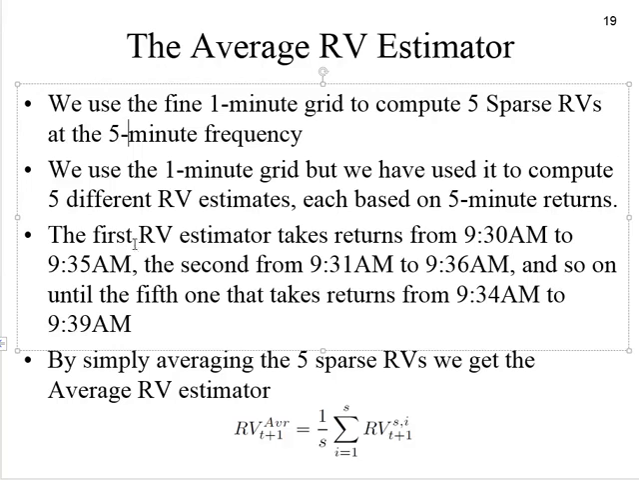So you can imagine that the first RV estimator is going to take the returns that start at 9:30. So those returns are going to go 9:30, 35, 40, 45, and so on. The second estimator is going to start at 9:31, and the returns are going to go from 9:31 to 9:36, 41, 46, 51, and so on. And then the last of the 5 estimators is going to start at 9:34, and it's going to go until 9:39 to record the first return, and then 9:44, 9:49, and so on. Then at the end, we're going to have those 5 sparse RV estimators. Then the average estimator is just going to be the average of those 5 RV estimators.